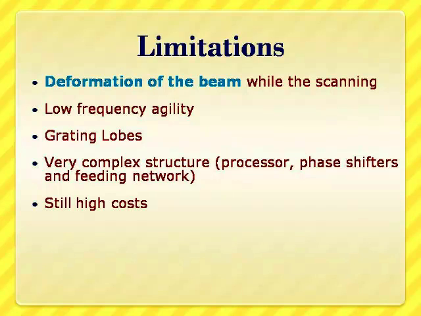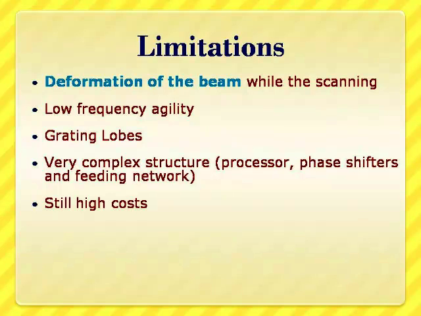All this doesn't come without a price. So let us see what are the limitations of this antenna array. As we go for scanning of the beam to different locations, the beam shape gets deformed. That is inevitable. Normally, the beam broadening takes place. The frequency range over which you can move the beam to different locations is also limited, or what we say is low frequency agility. Another major limitation is the presence of grating lobes.